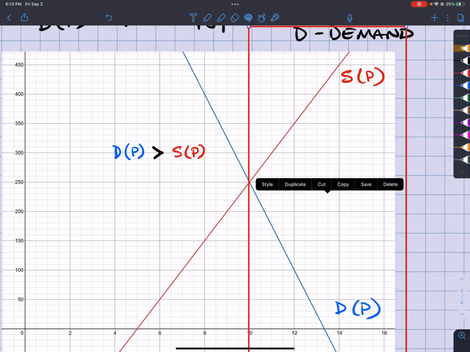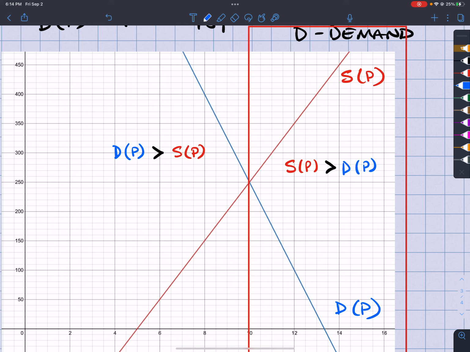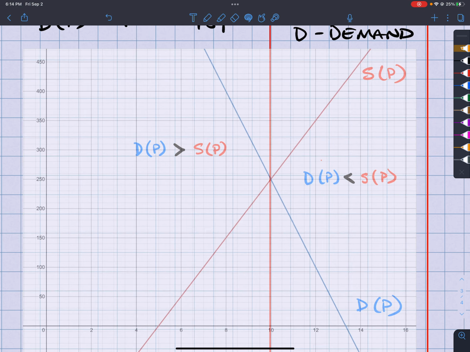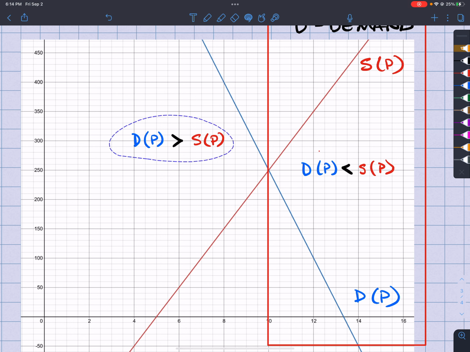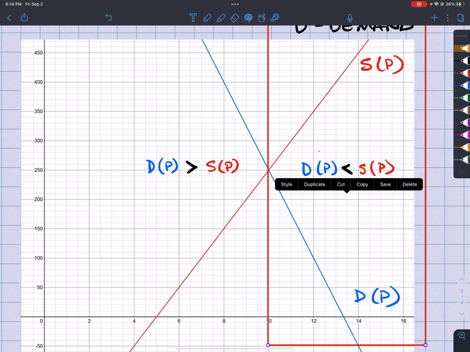Now, if I look at this end, right, you see that the red line is above the blue line. So that tells me that the supply is greater than the demand. Or better yet, we should probably write it as that the demand is less than the supply. Okay, so let's keep it consistent with the other side that we already wrote. So that's what we want to make sure that we do, all right?